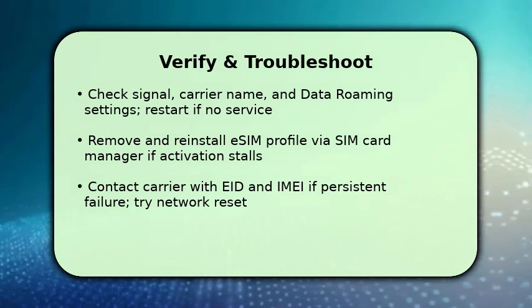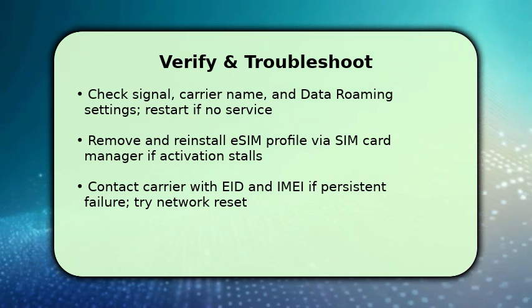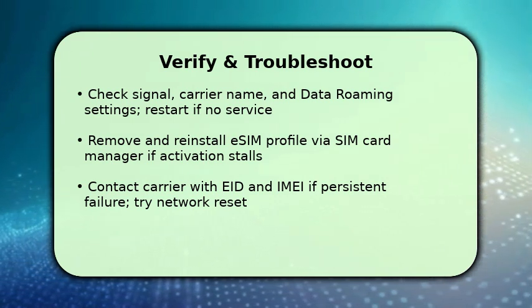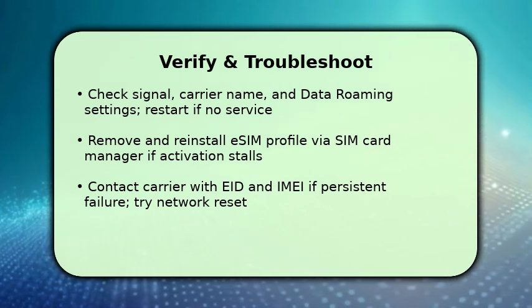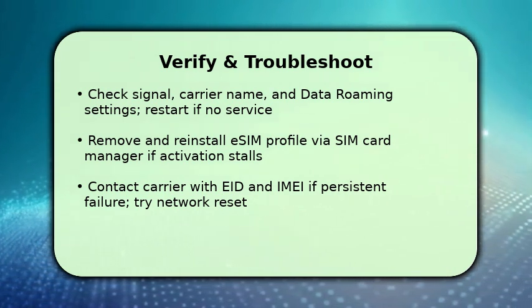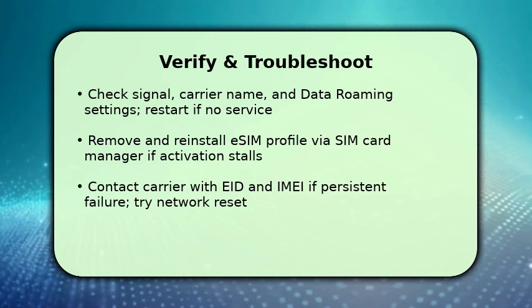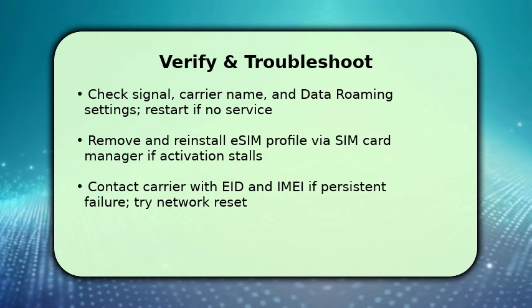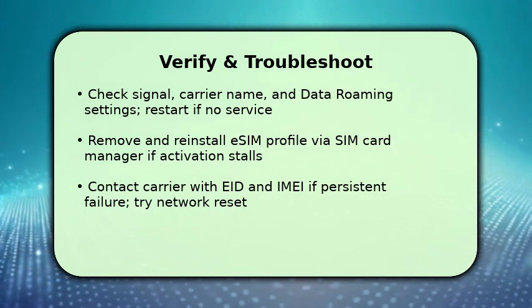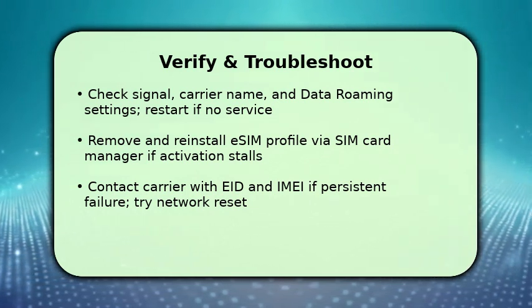If service doesn't appear, restart the phone first. That often finalizes provisioning. If the profile shows error, remove it in SIM Card Manager and reinstall using the original QR or activation code. When problems persist, note your phone's EID and IMEI for the carrier and request re-provisioning, or perform a network settings reset as a last step.